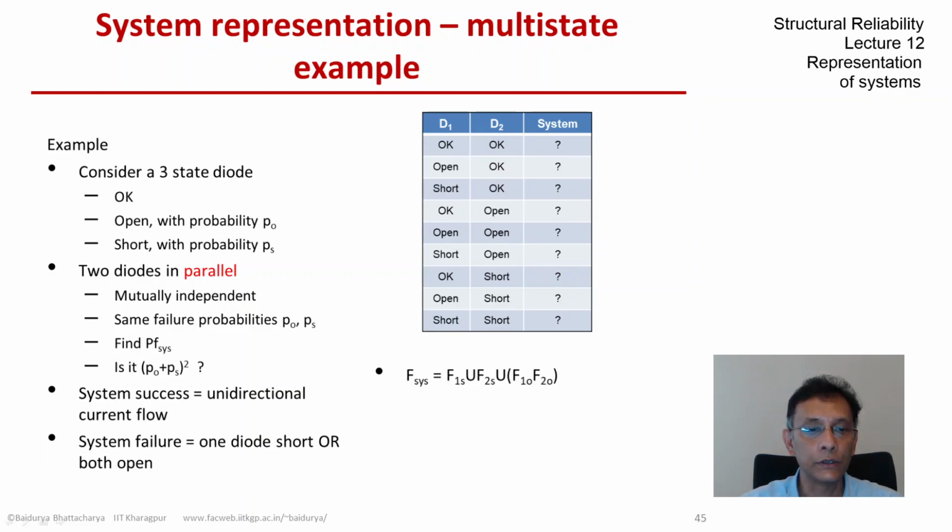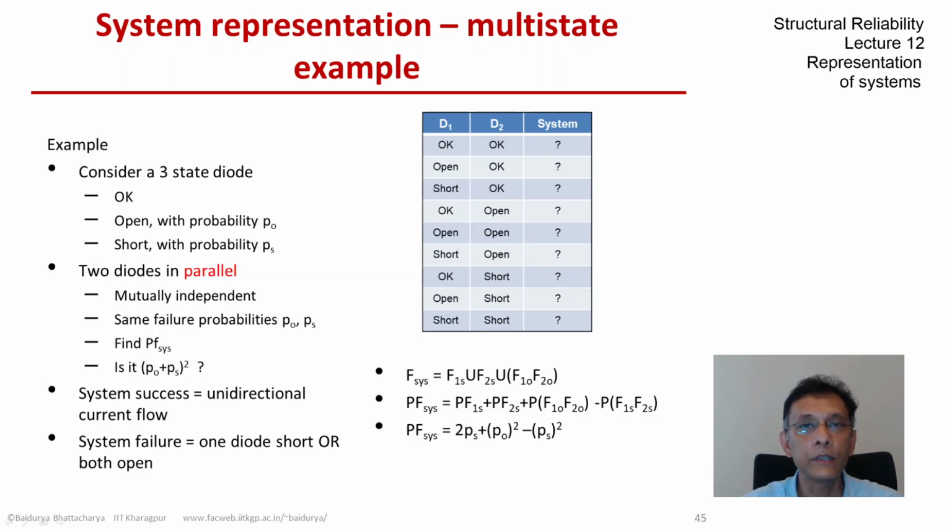for this situation. Proceeding as before, this is the system failure event, and we have the system failure probability, and this is the answer, which is different from the square of PO plus PS.